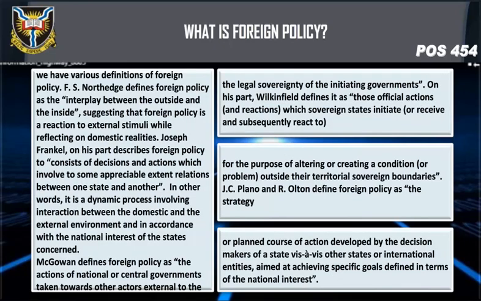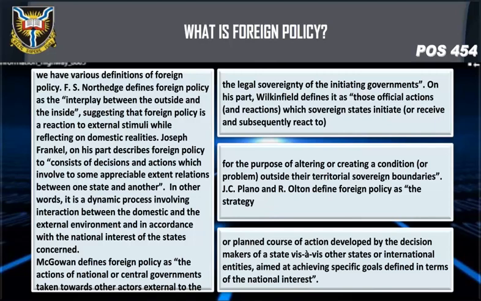In other words, we have various definitions of foreign policy. F.S. Northedge defines foreign policy as the interplay between the outside and the inside, suggesting that foreign policy is a reaction to external stimuli while reflecting on domestic realities. Joseph Frankel, on his part, describes foreign policy to consist of decisions and actions which involve, to some appreciable extent, relations between one state and another.